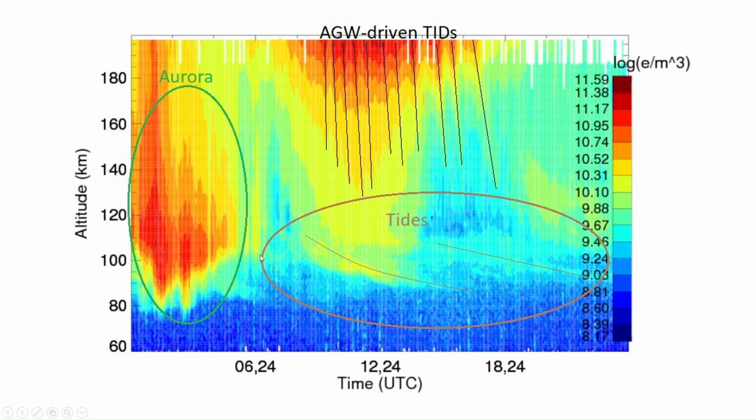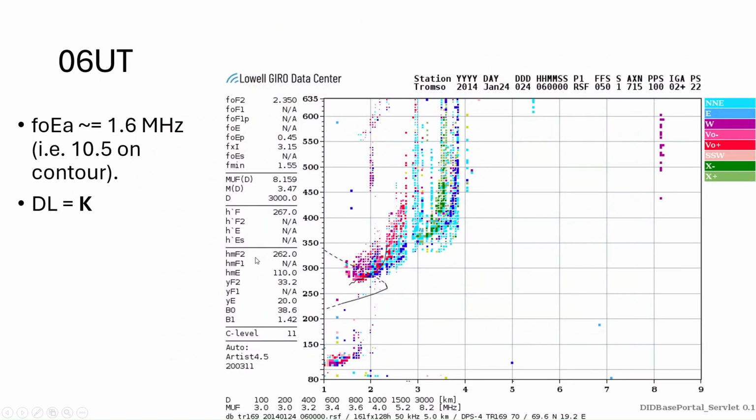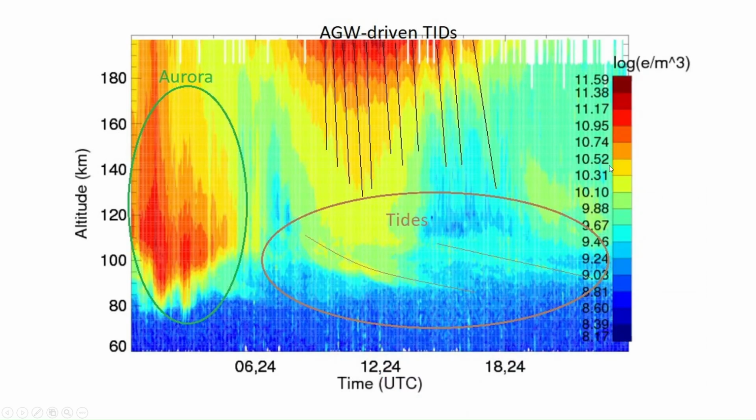We can go back around here. 1.6 corresponds to about 10.5. 10.5 is somewhere in this orange. Yep, that aligns pretty well with what we're getting out of the ISR.